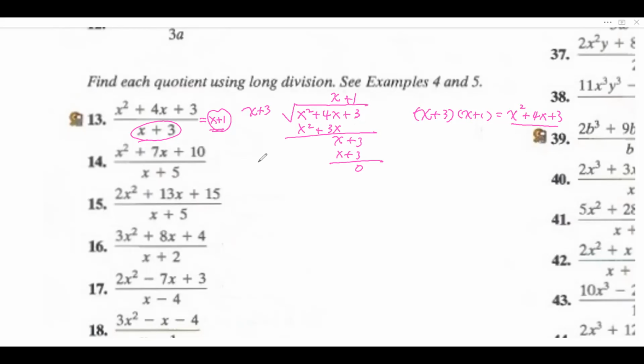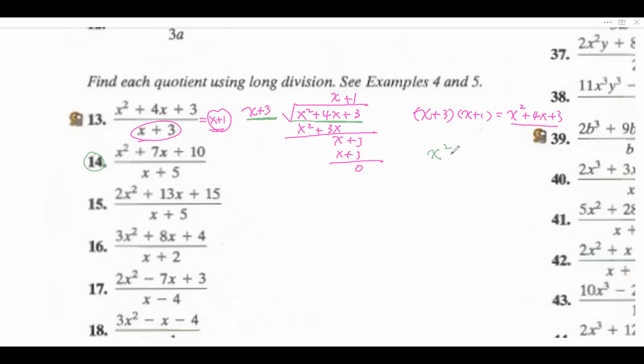If you guys can do this one, any questions about this kind of process? Especially you need to put this part in sequence. All right, let's move on to number 14.